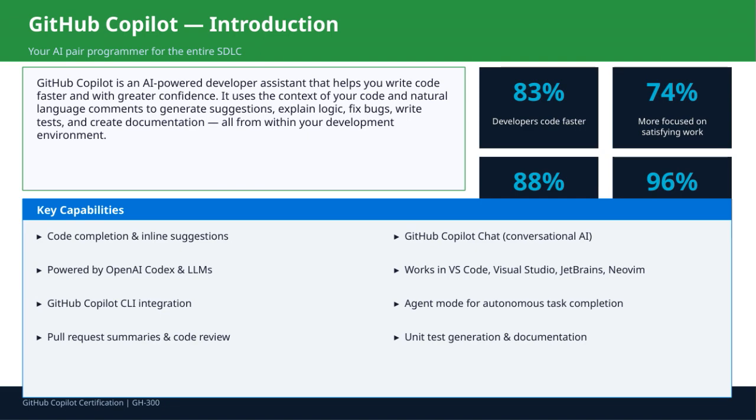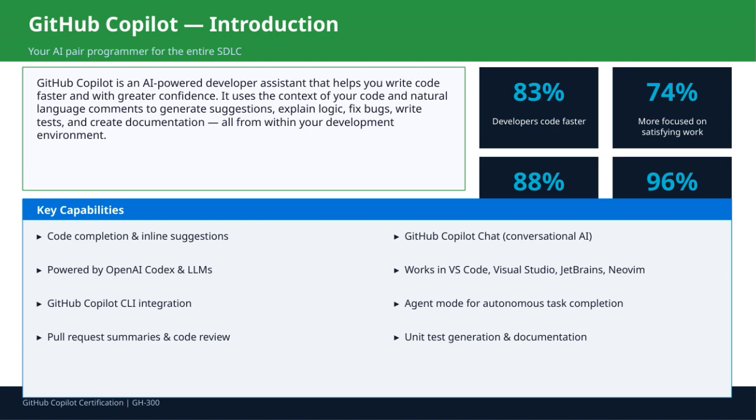Some of its key capabilities include intelligent code completion and inline suggestions, a conversational AI chat interface called GitHub Copilot Chat, and it's powered by advanced OpenAI Codex and large language models. It integrates seamlessly with popular editors like VS Code, Visual Studio, JetBrains, and Neovim, and even supports a command line interface. Additionally, it offers an agent mode for autonomously completing tasks, generating pull request summaries and code reviews, as well as creating unit tests and documentation to streamline your workflow.